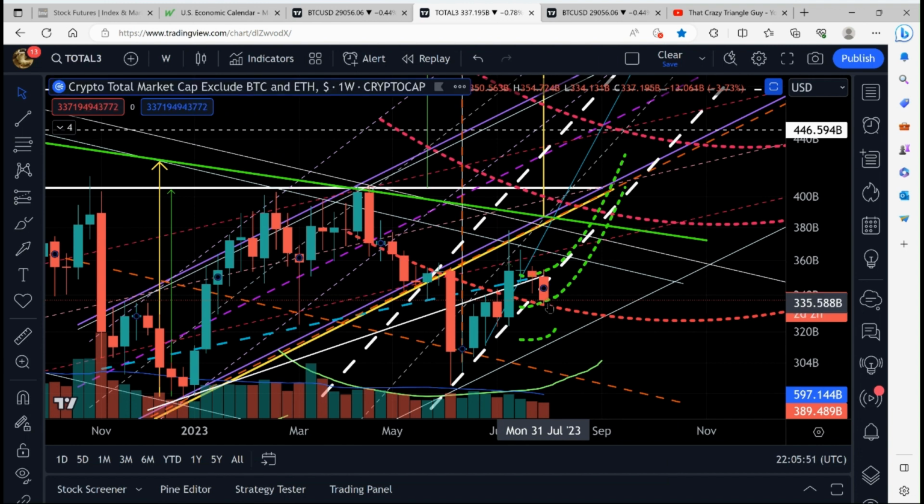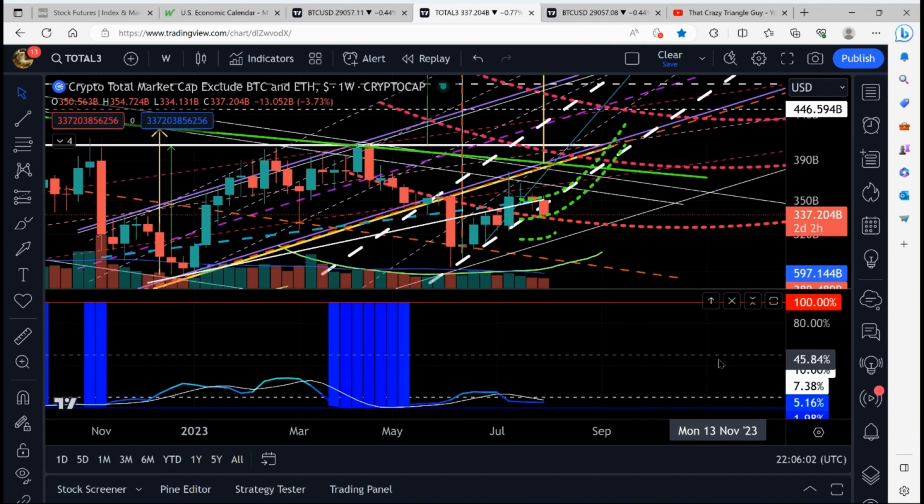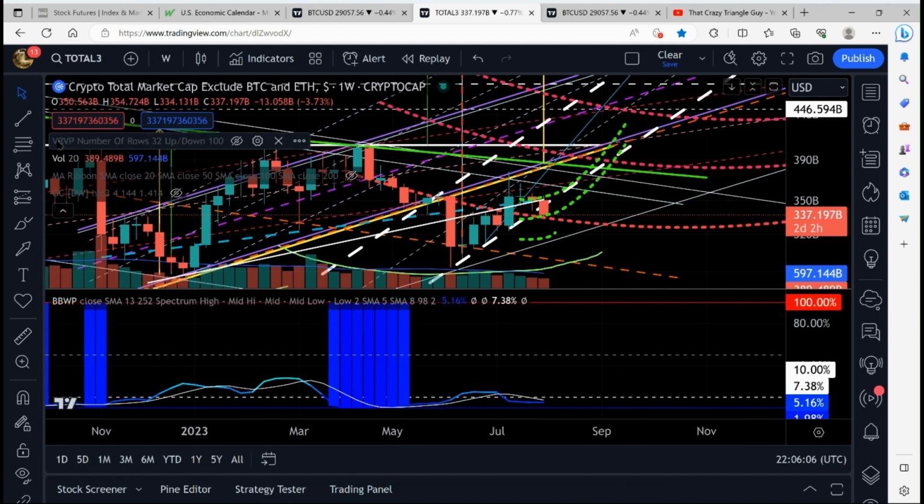That's pointless in saying because I'm thinking we're going to have a bounce next week, and the reason why is the setup that we're having now. This is the BBWP, the Bollinger Band Width Percentile Indicator. And here on the weekly, on crypto market cap, you can see it's already at extreme lows.